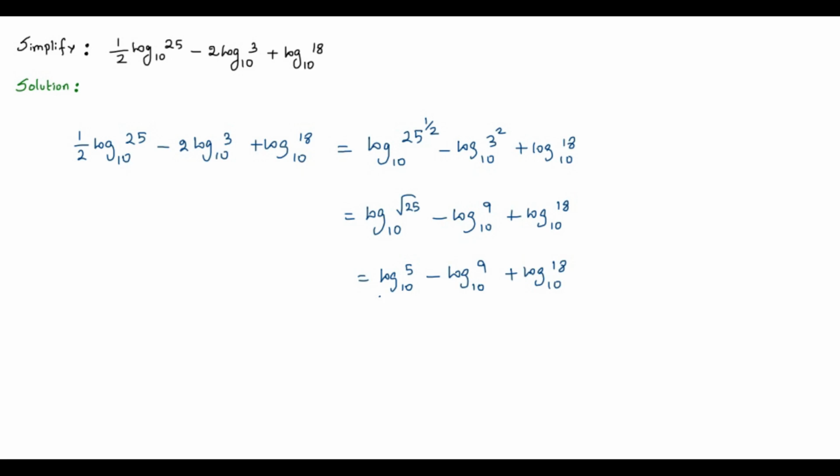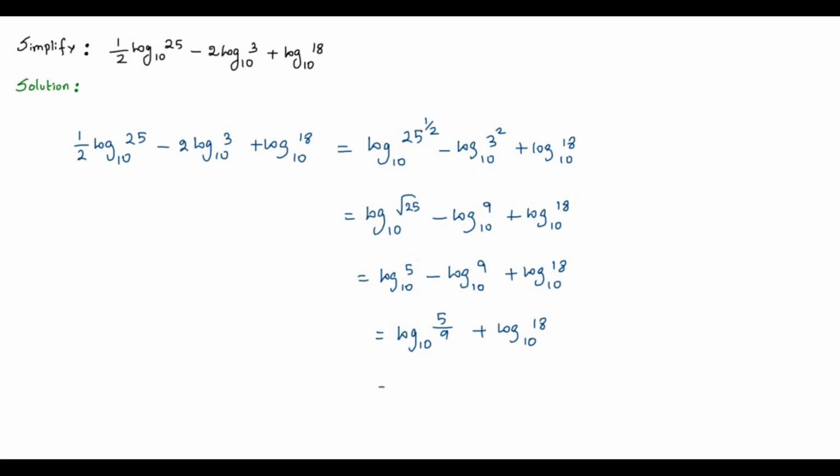Now I have to use the fundamental law and simplify the subtraction of the first two logarithms. If two logarithms are in subtraction, we take the logarithm once with the same base and divide the arguments, then we get 5 divided by 9. We can take the third logarithm as it is, that is log 18 to the base 10.